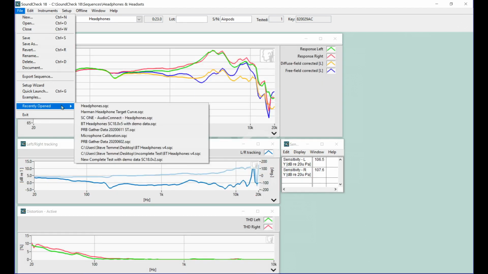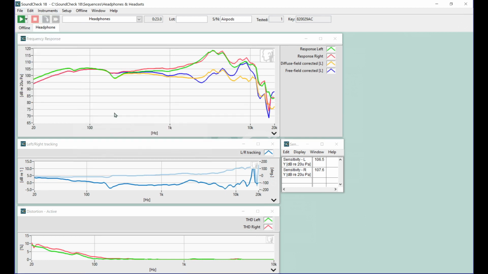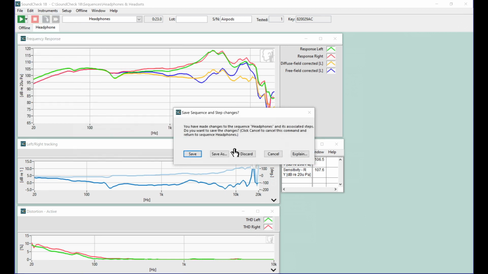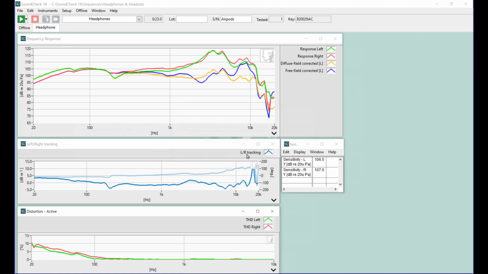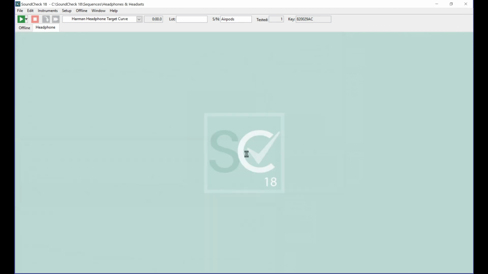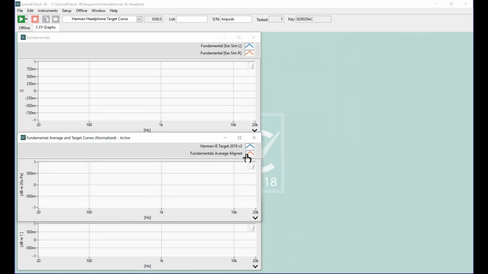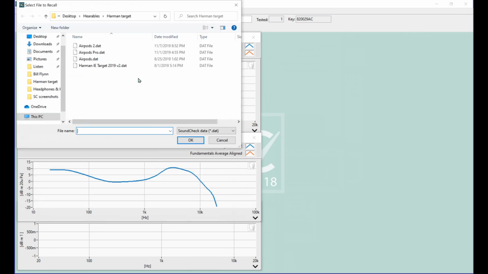The other demo I'd like to show you is the Harman target curve. And I'll just bring that up for a moment. I'll discard this. And here again, you know, measuring a pair of headphones and not hearing it is pretty boring. So I'm just going to recall some measurements I made. So the first thing it does is it loads the Harman target curve.